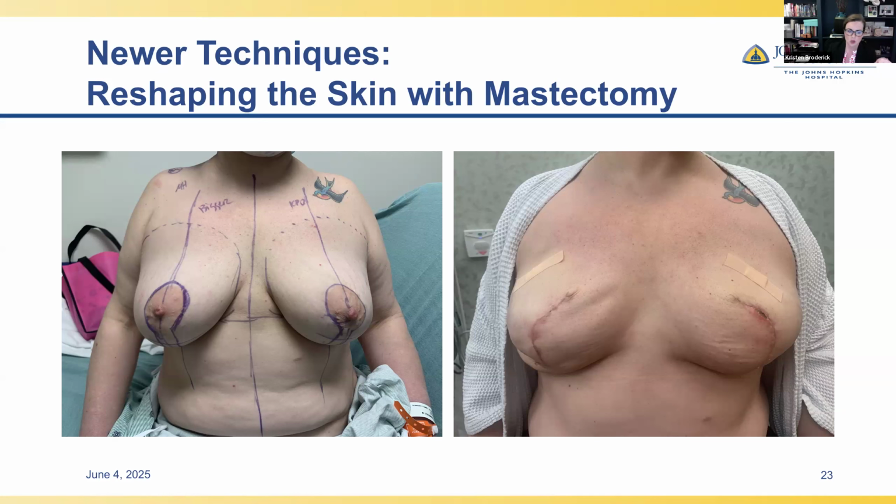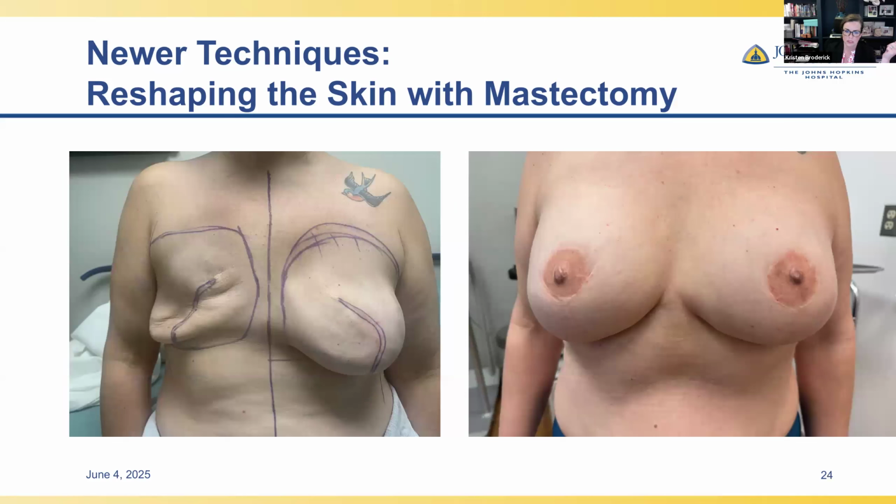But we've been able to utilize the same techniques that we do for breast reduction or breast lifts in how we close the skin now. We've gotten much better with this. We can support the lower part of the breast with the skin from the lower breast skin by removing the top layer and folding it under.